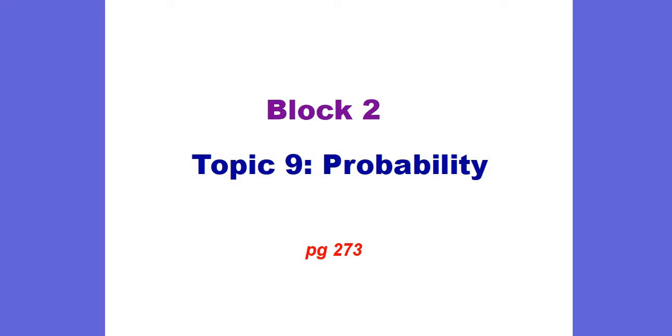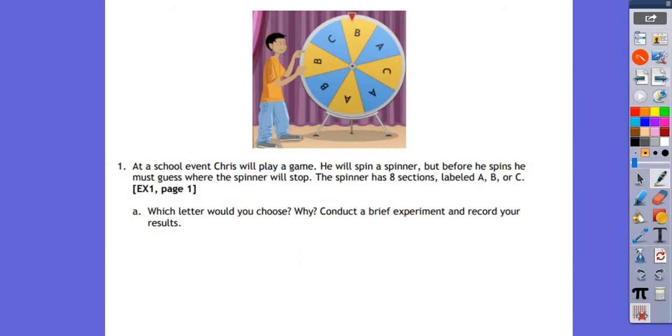Maybe in a minute. So before we start, we have Chris here with a spinner. And question A wants you to write down what letter you think it would land on and why. So right now, you're using your theoretical information to predict. So look at the spinner, write a letter on A and why you picked it.